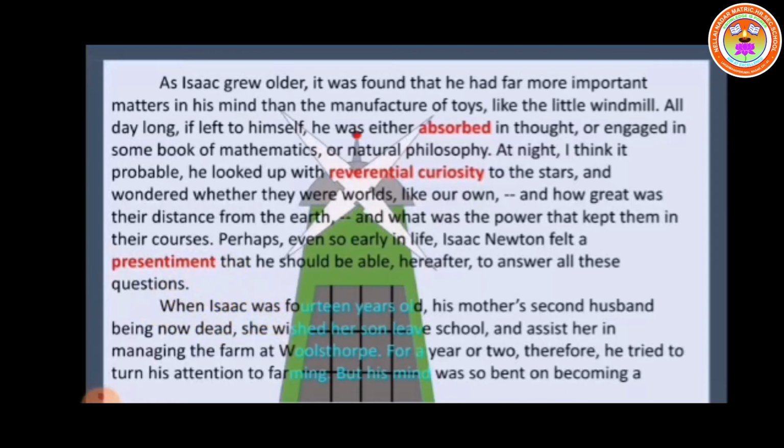When Isaac was 14 years old, his mother's second husband died. His mother wished him to leave school and assist her in managing the farm at Woolsthorpe. So she wanted him to help her in farming. For a year or two, therefore, he tried to turn his attention to farming. So his attention changed from the studies to farming.